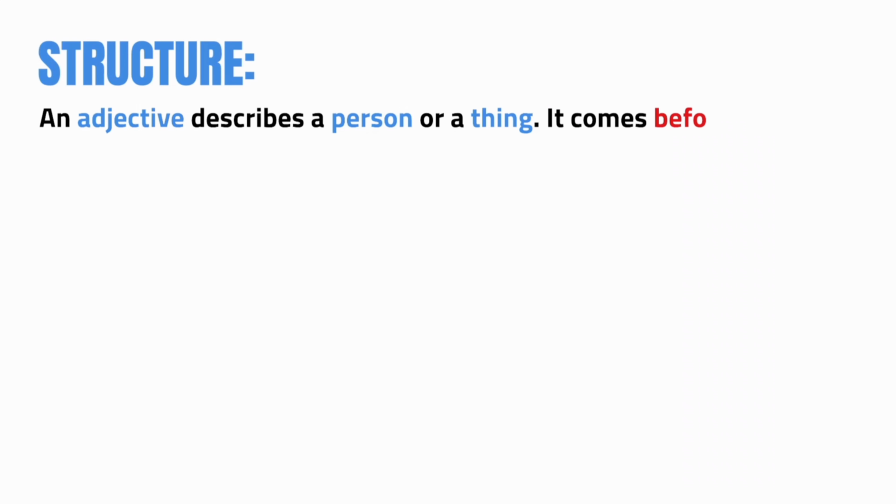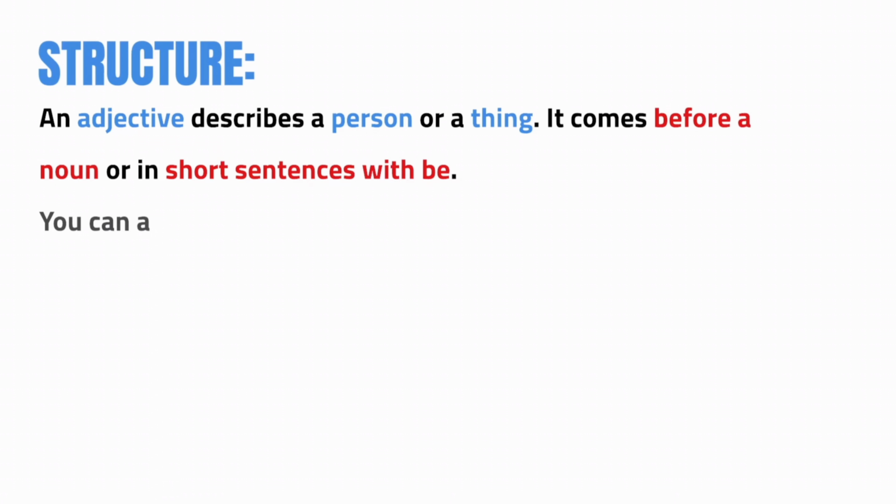First of all, let's talk about the structure. What's important to know when we are talking about adjectives? An adjective describes a person or a thing. It comes before a noun or in short sentences with be. You can ask, how is someone or something?